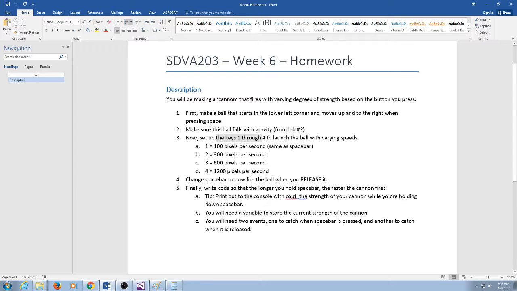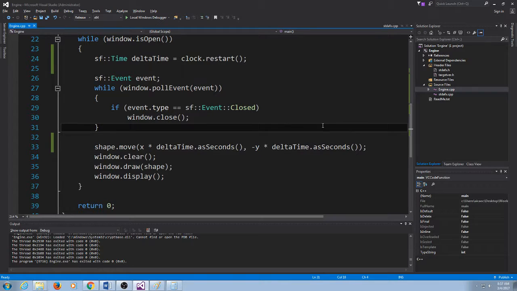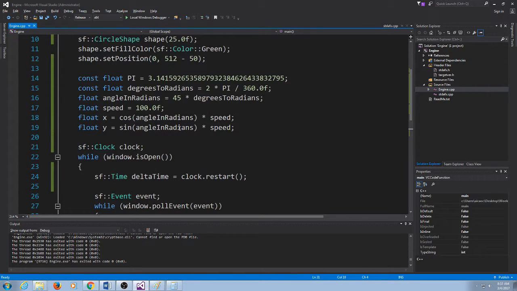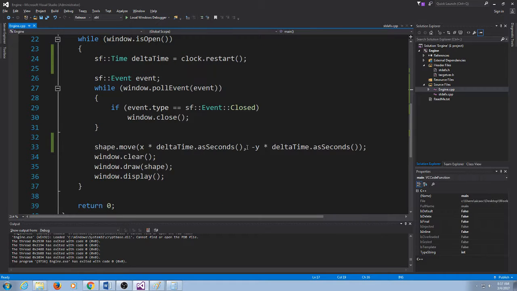When I was trying to do the homework, when I ended up doing the sine and cosine thing, when I ran it, it would go down instead of up. We'll see how I'm multiplying the y component by negative here to make it go up.